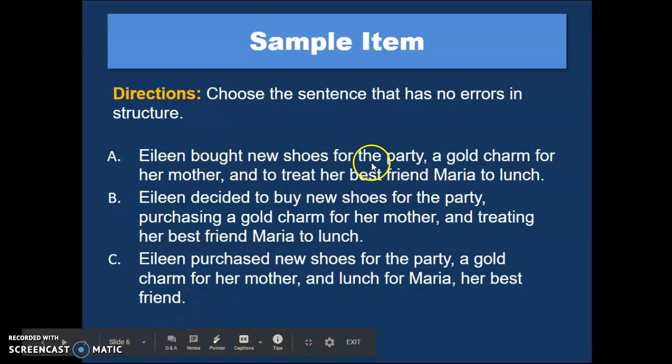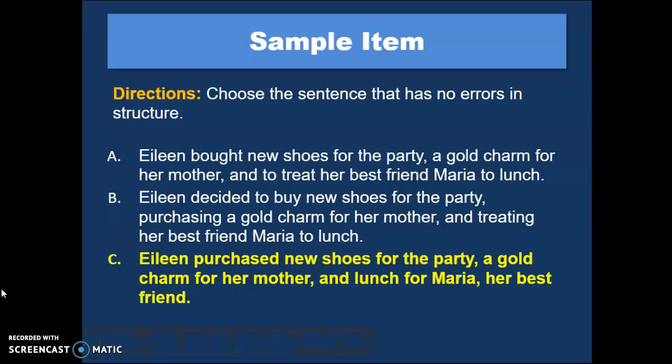A, Eileen bought new shoes for the party, a gold charm for her mother, and to treat her best friend Maria to lunch. B, Eileen decided to buy new shoes for the party, purchasing a gold charm for her mother, and treating her best friend Maria to lunch. C, Eileen purchased new shoes for the party, a gold charm for her mother, and lunch for Maria, her best friend. There's only one that shows the correct parallel structure, and that's C.